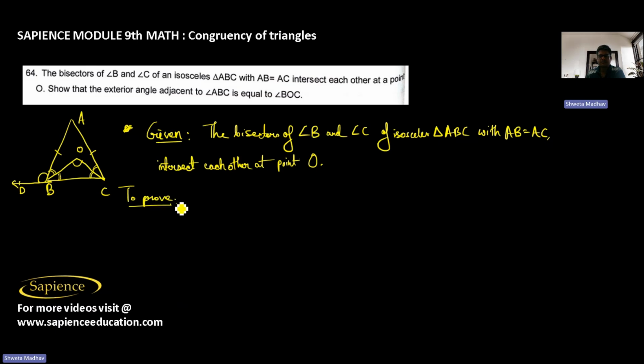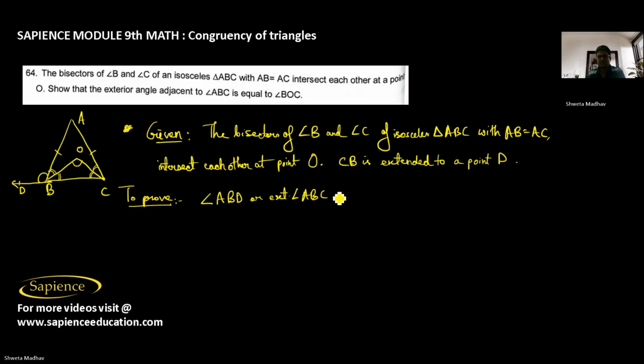So we have to prove that the exterior angle adjacent to ABC. Here we can also say that CB is extended to a point T. So we have to prove that angle ABT, or I can say the exterior angle of ABC, should be equal to angle BOC. So we will write the proof.